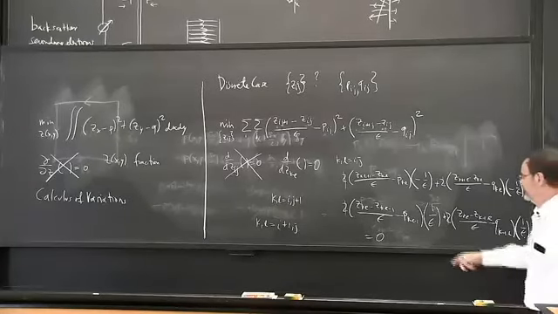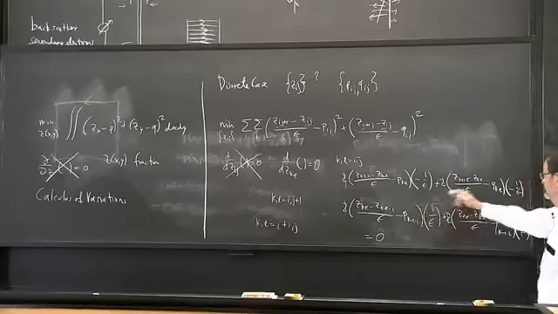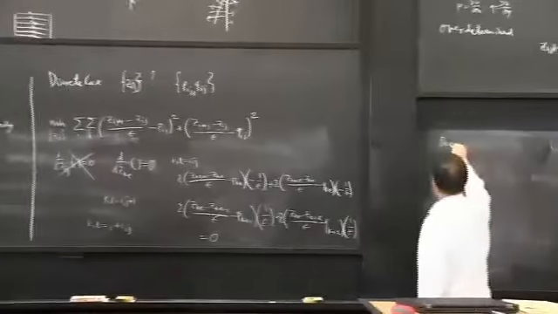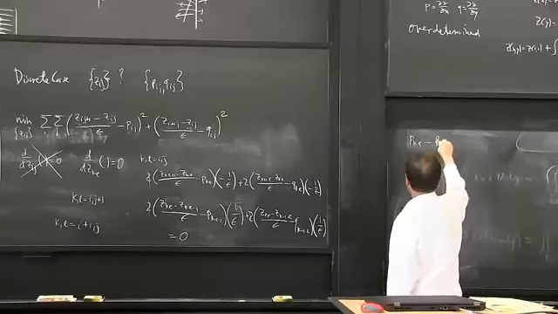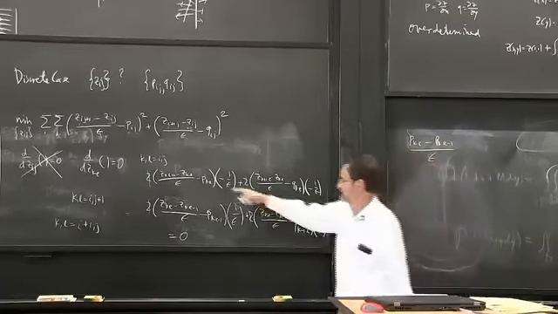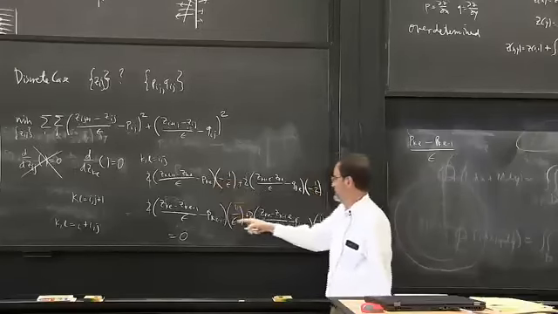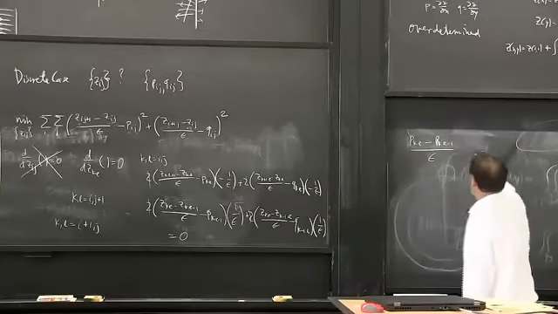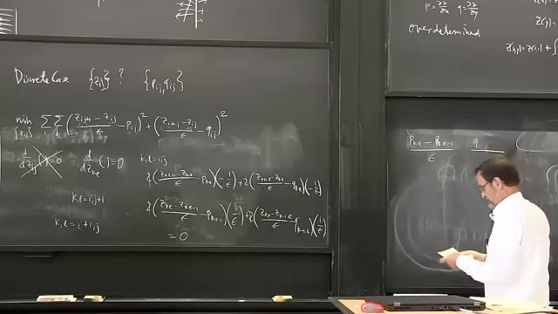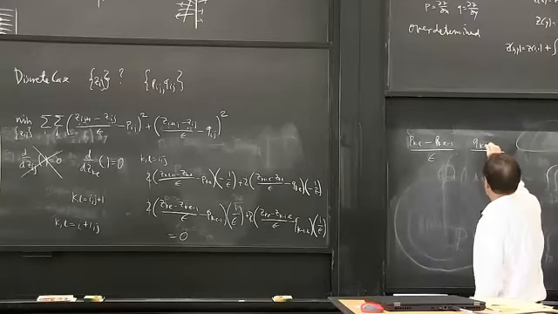Let me first gather up all the terms in P. Well, there are only 2 of them, so that's pretty straightforward. So I get pkl minus pk minus 1l divided by epsilon. So those 2 terms. And let me gather up all the terms in Q. So I get qkl minus qkl minus 1 over epsilon.